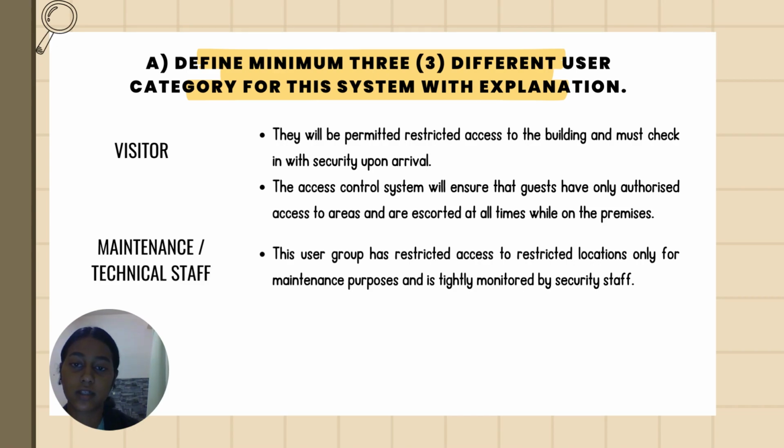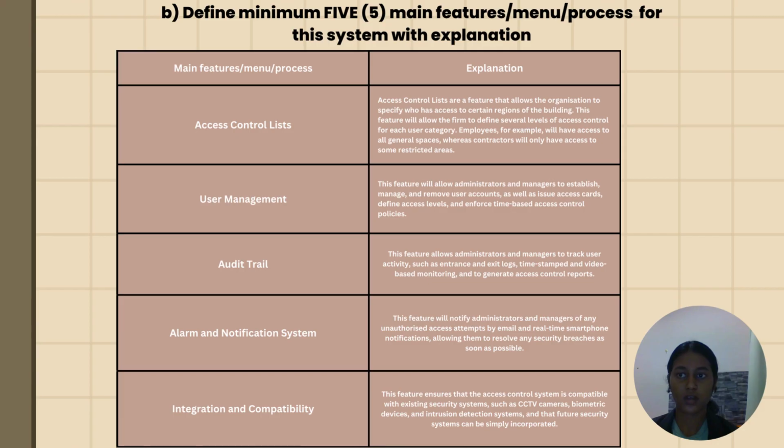The last category is maintenance and technical staff. This user group has restricted access to restricted locations only for maintenance purposes and is tightly monitored by security staff. So the second question is to define a minimum of 5 main processes for this system with explanations.